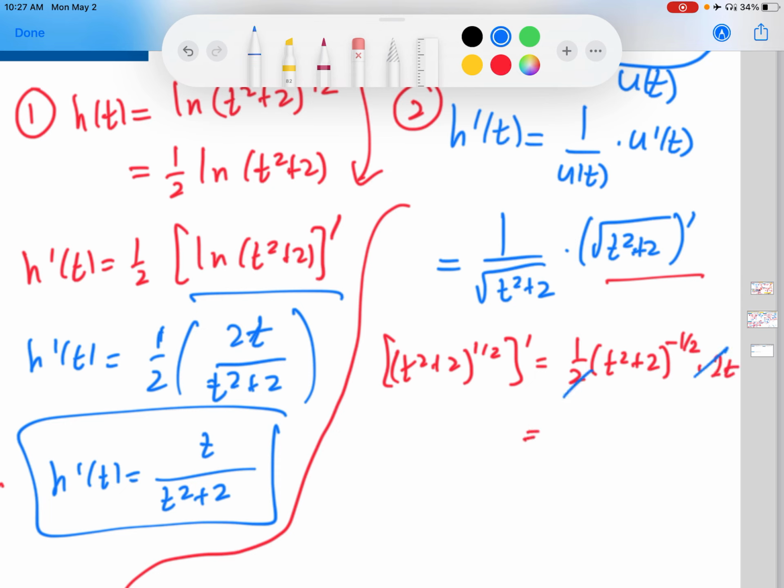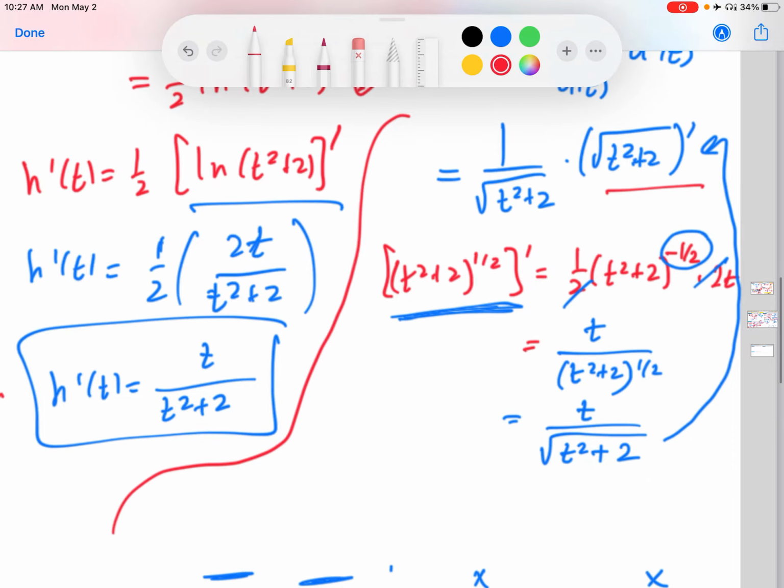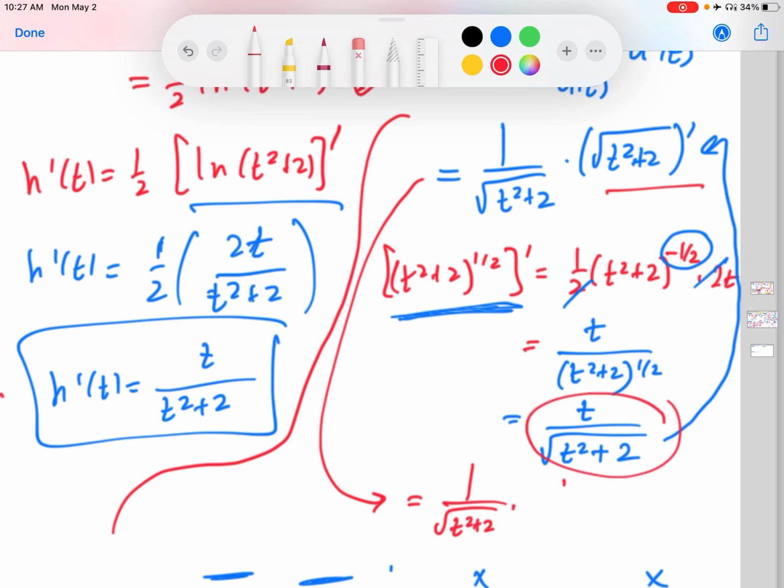Canceling things here, the 2's go away. So I have t, and then the negative 1/2 throws it downstairs, t squared plus 2 to the 1/2. And then that makes it, in radical form, the square root of t squared plus 2. So that is the derivative here that then is going to be put back to where it came from over there. So if we continue the calculation, we have equals 1 over square root of t squared plus 2 times this entire quantity, t over square root of t squared plus 2. Okay, great. That is correct.